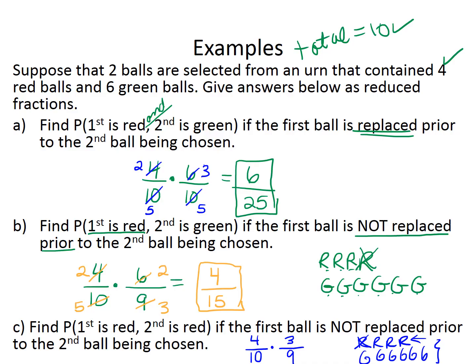Okay. Again, we will reduce before we multiply. 3 goes into 3 once, 3 times. 2 goes into that, 2 goes into that, and then you multiply straight across. 2 times 1 is 2, 5 times 3 is 15. All right, we'll do one more of these.